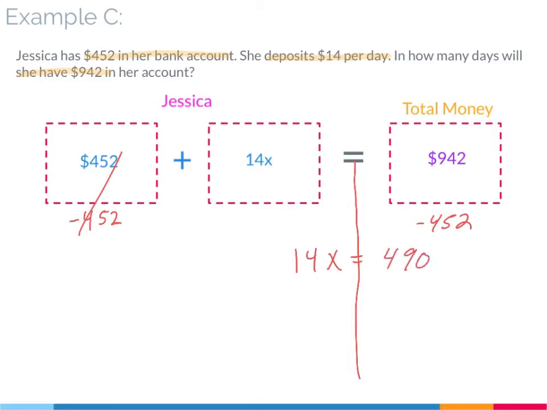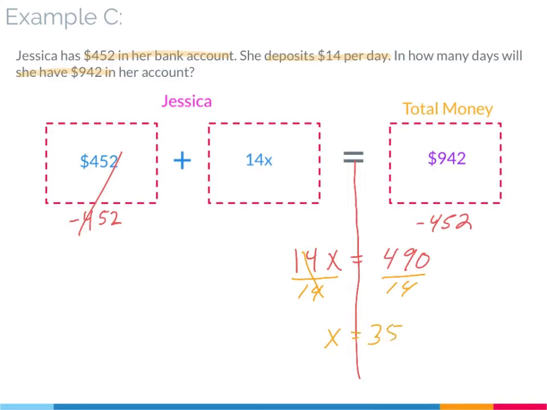So now I'm down to a one-step equation. I need to get rid of that 14. The opposite of multiplying is going to be dividing, so I'm going to divide both sides by 14. 14 divided by 14 is 1, or 1x, and 490 divided by 14 is going to give me 35.